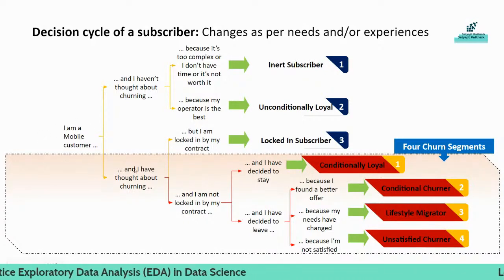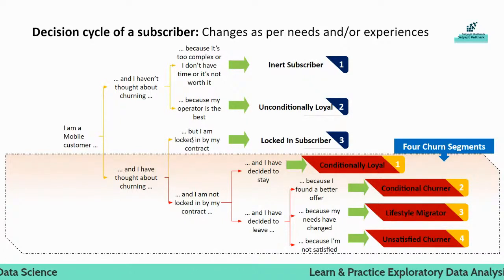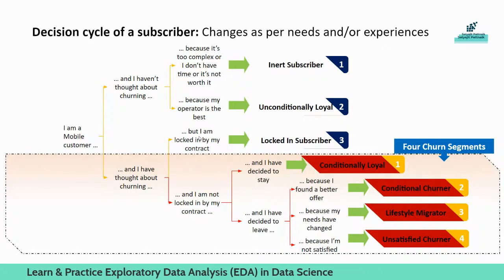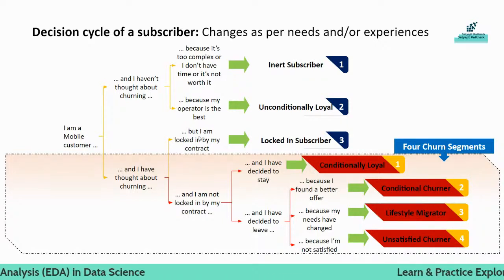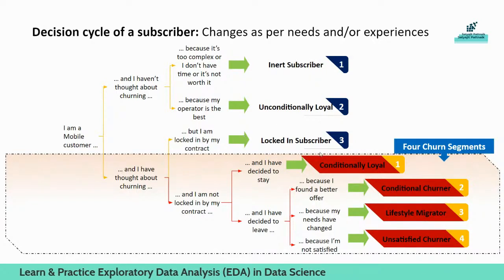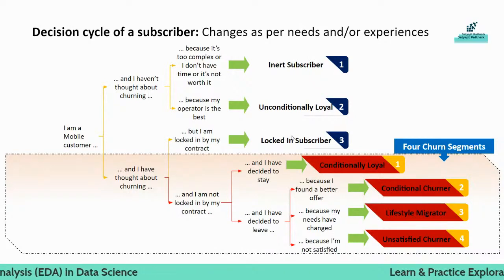I'm a mobile customer and I have thought about churning, but I'm locked in by contract. I'm not sure if it is applicable in India or not, but outside India, a lot of companies have contracts. When you take a contract of 12 months or 24 months, that is basically cheaper as compared to the monthly plans. So even if you have thought about churning, but you are bound by a contract, these types of customers are called locked-in subscribers. Okay, they are also safe for the company, they will not leave the company.